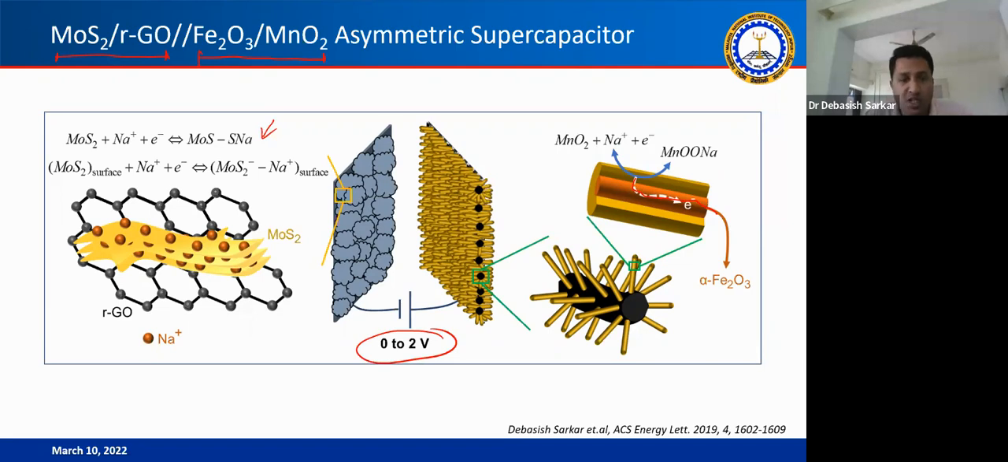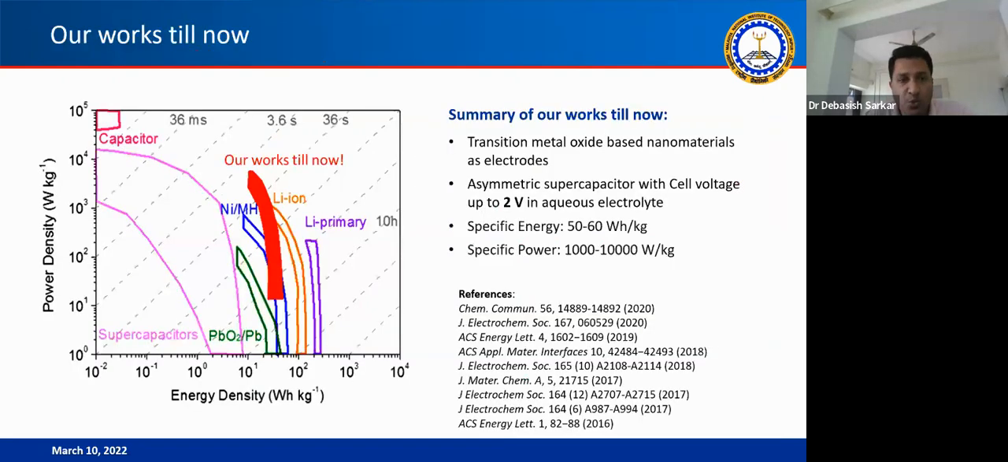Okay, so up to this point, we have mainly focused on different transition metal oxides and their composites with carbon. Transition metal oxides means iron oxide, nickel oxide, and MoS2 and other materials. So far, we used mainly aqueous electrolyte, so the asymmetric supercapacitor we have produced has a maximum cell voltage of 2 volt, just because of the limited working potential with the aqueous electrolyte.